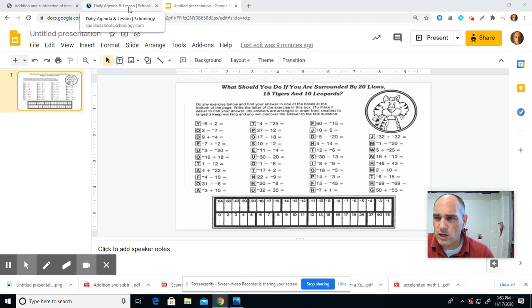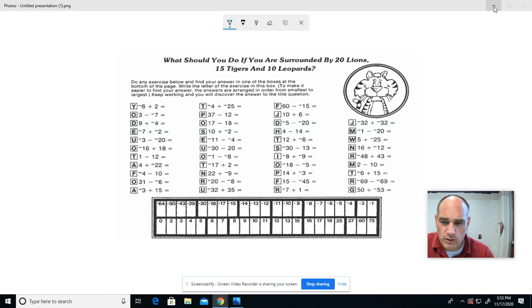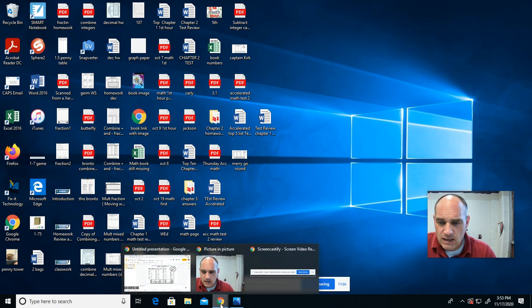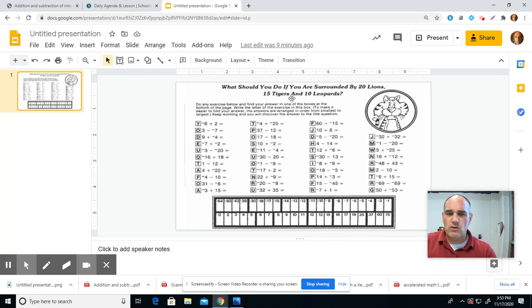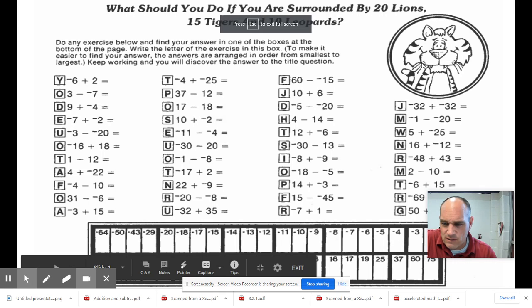All right, so I just want to help you out a little bit with your classwork. You have to give me a second with this. So you are going to go through and find out what should you do if you're surrounded by 20 lions, 15 tigers, and 10 leopards. So let's see if I can get this larger.